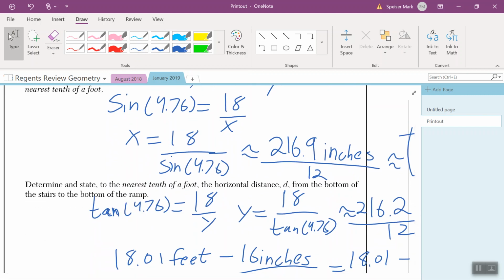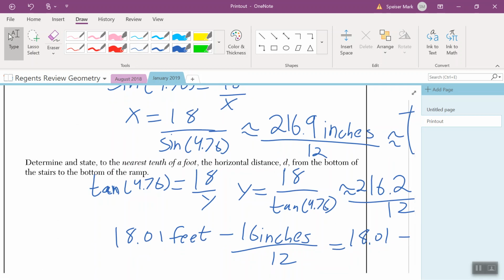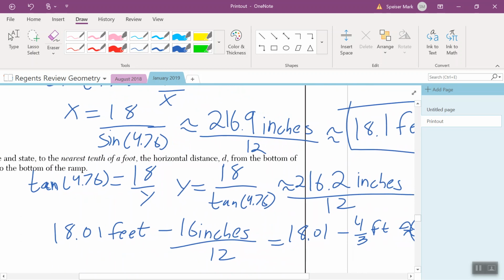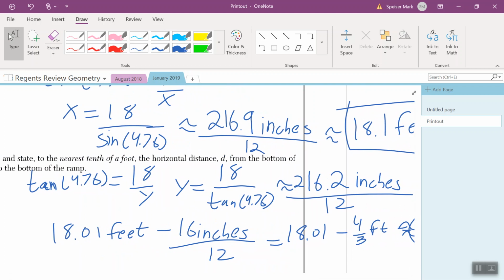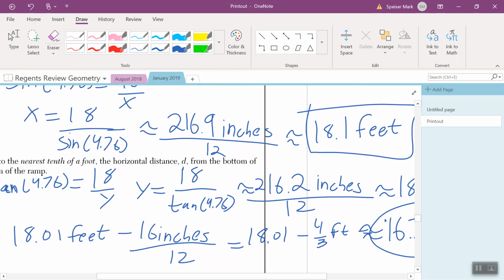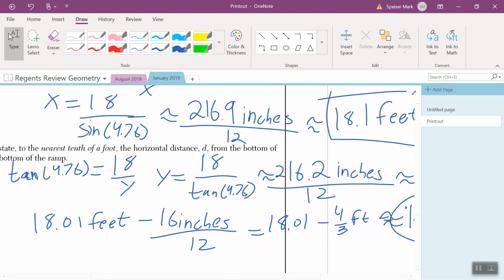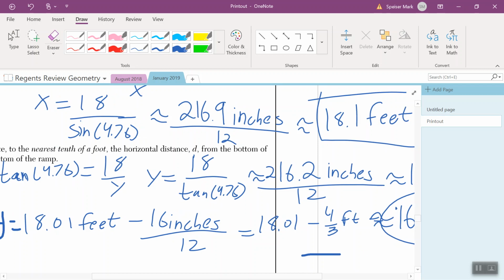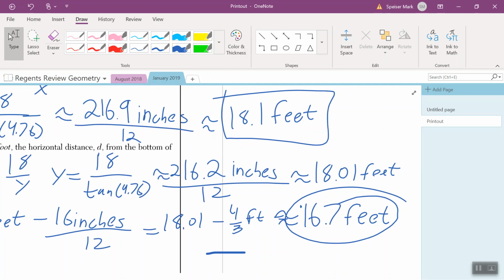Tangent of 4.76 is 18 over y. Same thing, divide. 18 divided by tangent of 4.76 is approximately 216.2 inches. Divide that by 12, you get 18.01 feet. Take away the extra 16 inches in order to calculate D. Divide that by 12 to answer in feet, which is 1 and 1/3 feet, making your final answer 16.7 feet approximately.